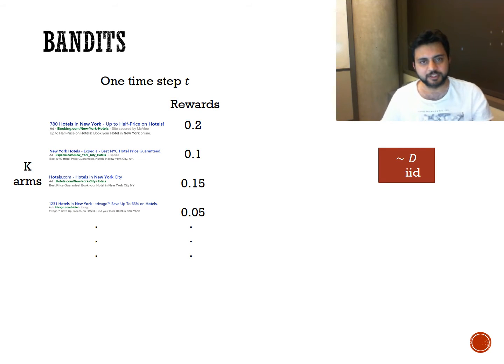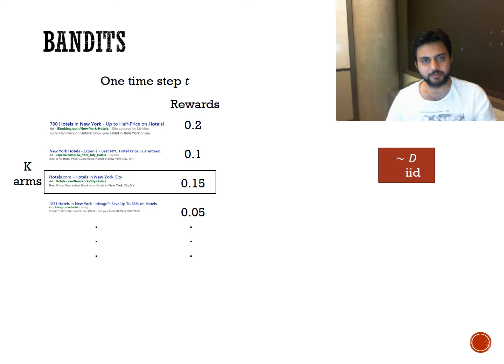Recall the classic multi-arm bandit problem in the stochastic setting. There are k arms, and in each time step, each arm has a reward associated with it. These rewards are drawn IID from some unknown distribution. The algorithm picks one arm and sees the reward for that arm only. The goal is to maximize the total reward.